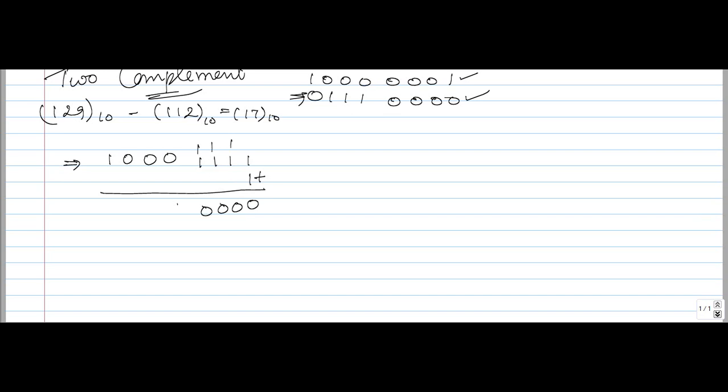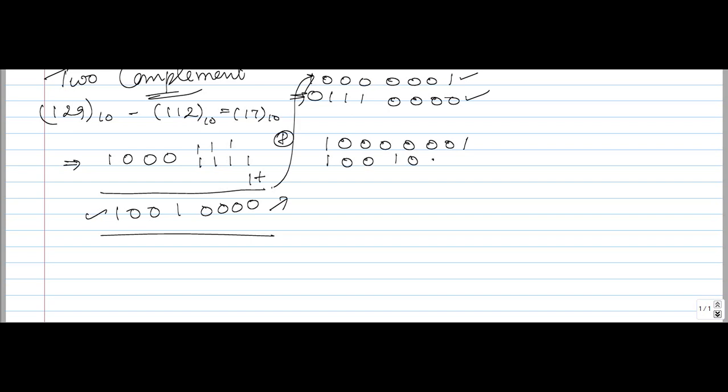Then you are going to add 1 to the least significant bit. So 1 plus 1 is 0, carry 1, and so on, carrying 1 each time, and you have 0 0 0 1. So this is the 2's complement of your subtractor. Now you are going to add this 2's complement of the subtractor with your subtrahend.